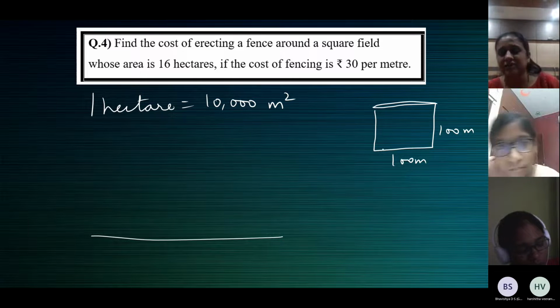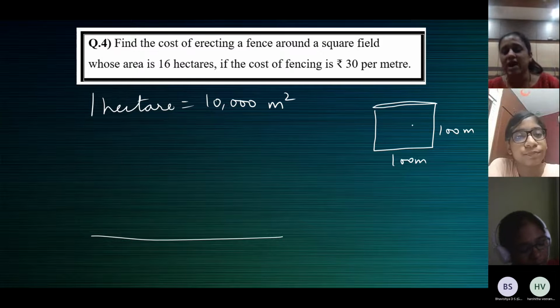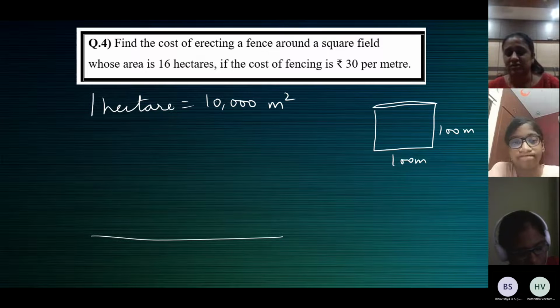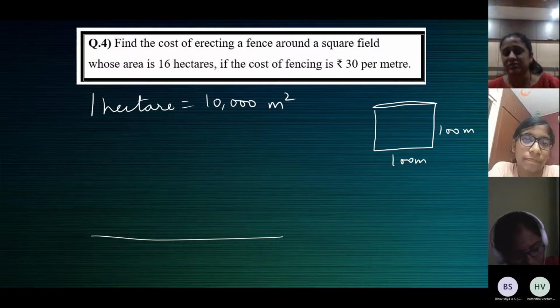So if you have a square piece of land of side 100 meters, like the distance of a running race that you can gauge, then the area of that field will be 10,000 meters square, and that is 1 hectare.